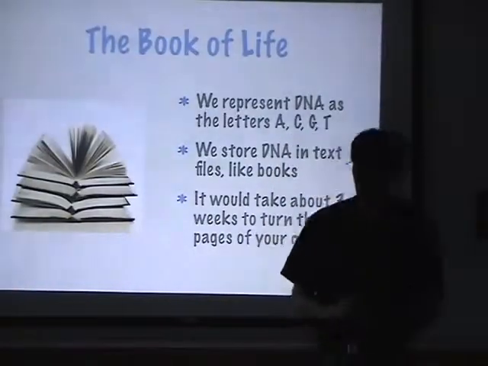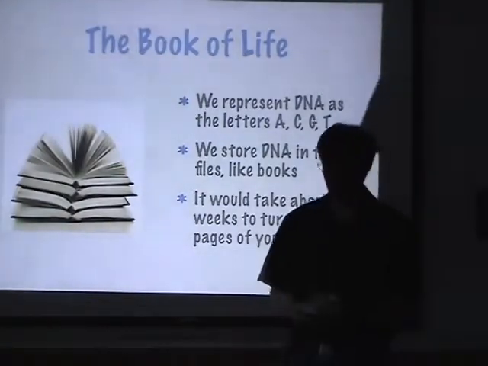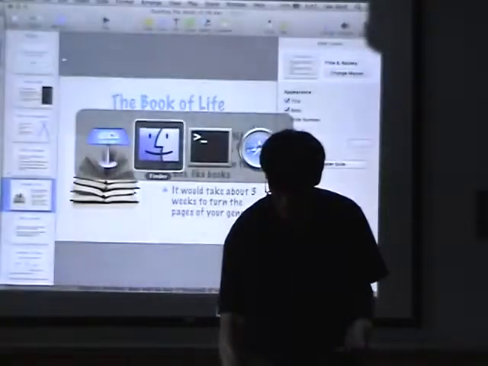So we represent DNA as the letters A, C, G, and T. And we store DNA in text files, just like we could store books, Kindle stuff. Those things are in files. Then it has this analogy to the book of life. We talk about the genome as being the book of life for a particular organism. Each one of them has its own book of life. And if you turned the pages of that book at about 1 per second, it would occupy you for about 3 weeks to do that.